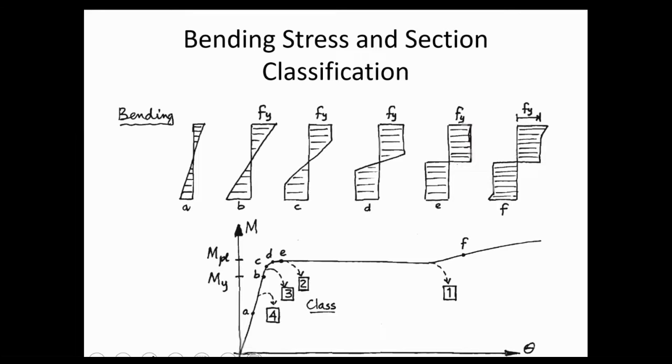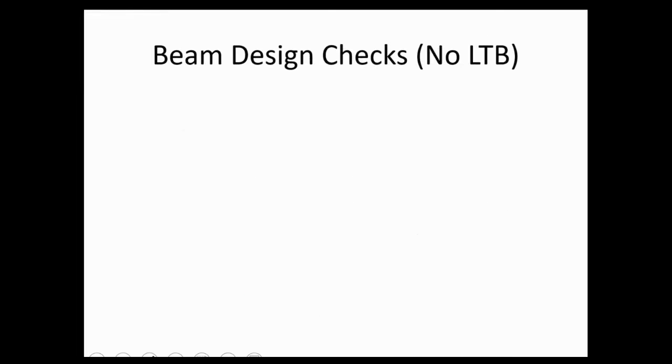Okay, so we're going to have to classify the section to see which classification it is, and then that's going to tell us whether we can use plastic resistance, or whether we can use the elastic resistance, or we have to actually reduce it down even further and use some sort of effective value.